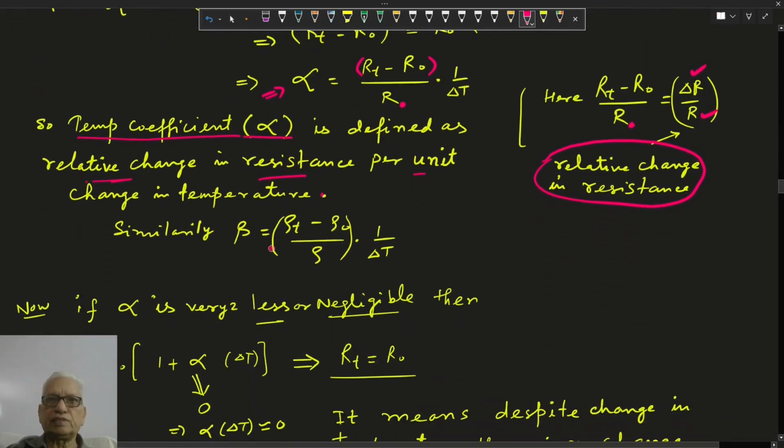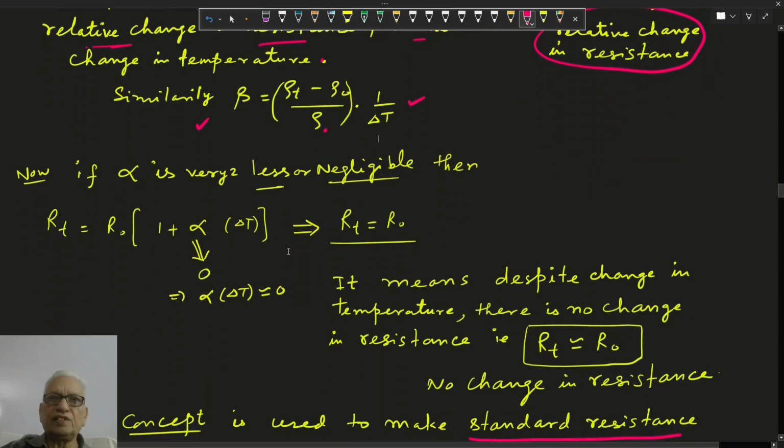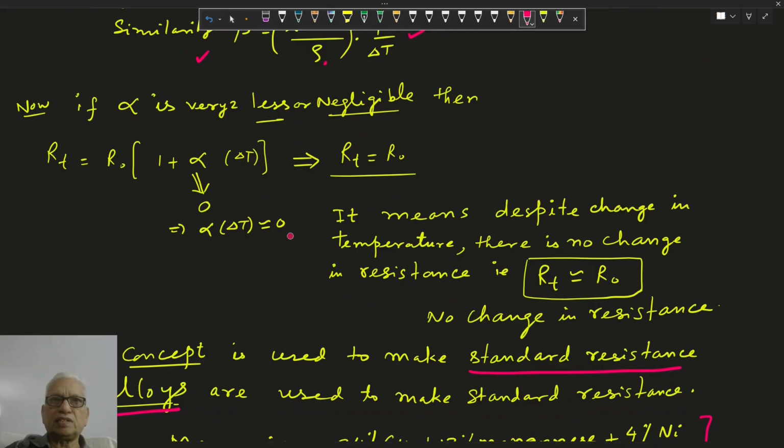Similarly, we can define it also: the relative change in resistivity per unit change in the resistance. Now suppose alpha is very small. As a special case, if alpha is negligible, almost zero, then by this formula the quantity becomes zero. So there is no change in the resistance.